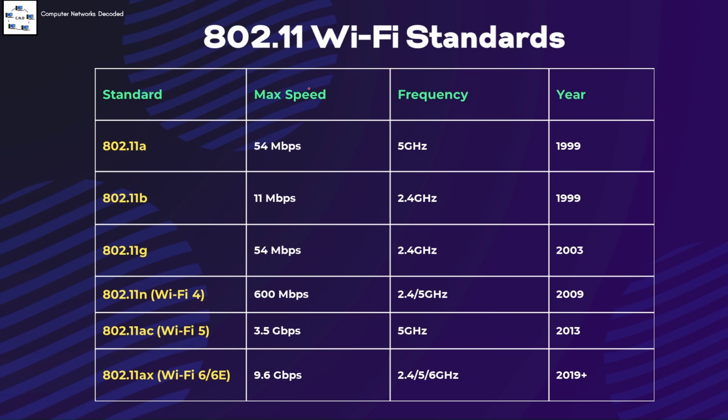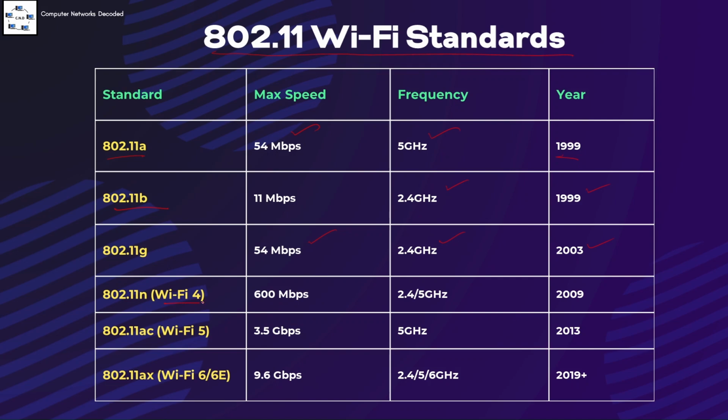So now some comparison or summary of the 802.11 Wi-Fi standards. 802.11a has a maximum speed of 54 megabit per second. It uses the 5 gigahertz frequency band and it was introduced in 1999. 802.11b has 11 Mbps speed. It uses the 2.4 gigahertz band and it was again introduced in 1999. 802.11g has again 54 megabit per second speed. It uses 2.4 gigahertz frequency and it was introduced in 2003.